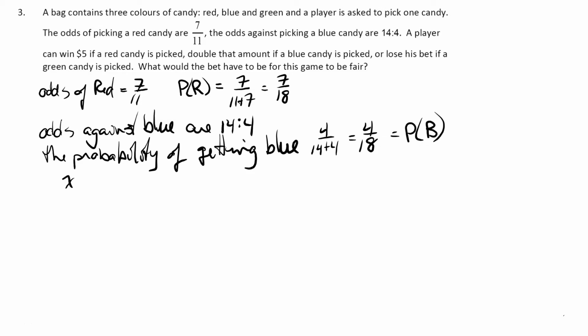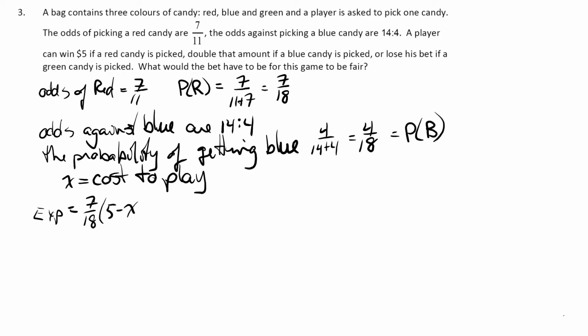So again, we'll say that x is the cost to play. And now we're going to set up our expectation equation. So 7 out of 18, the probability of getting red. Now we multiply that times the net gain for getting red, which is 5 minus x.